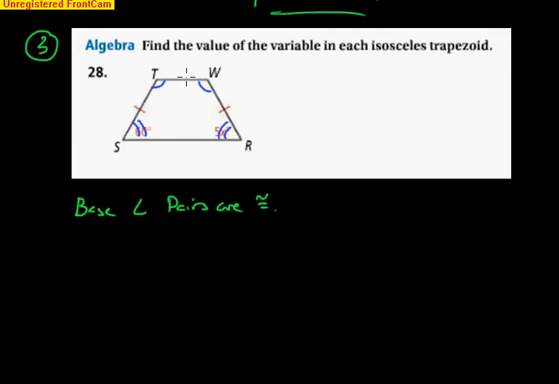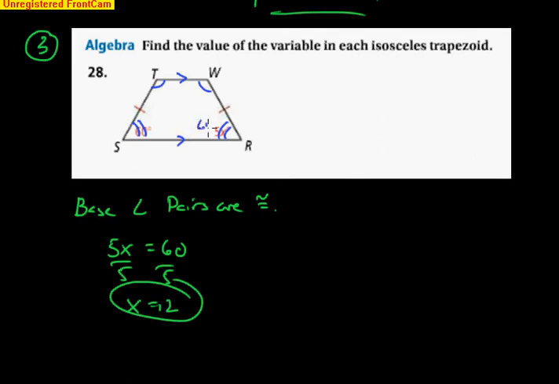They are base angle pairs. The bases are TW and SR. So we can set this 5x equal to 60 to get the value of our variable. We divide by 5, x is 12. Okay, so this is 60, that'll make this 60.